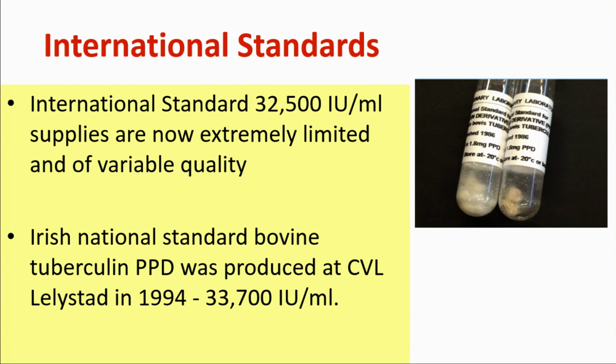Luckily, in the early 1990s, the Dutch were kind enough to make an Irish standard, which was virtually the equivalent of the international standard. And each country that uses tuberculins in their eradication programs should have a stock of their national reference standard, which we do, and we have considerable amounts in stock. I think we have about 900 vials at the moment. So we're okay, but internationally, there is a scarcity of international standard, and the powers that be, whether it be WHO or OIE, will have to take the matter in hand and create a new international standard.